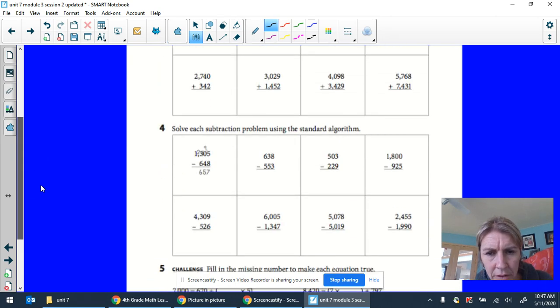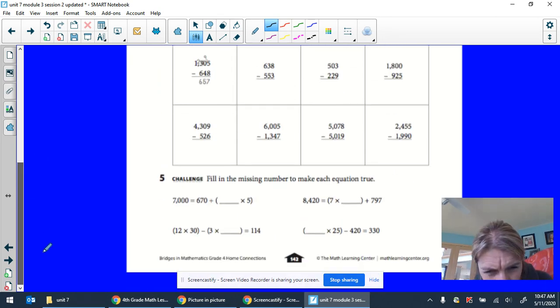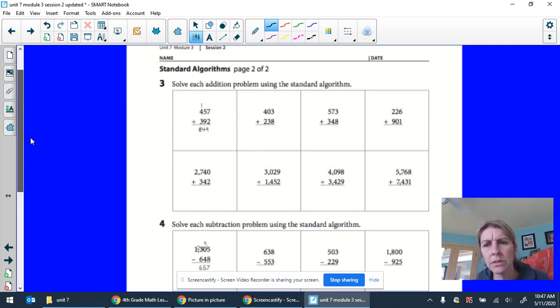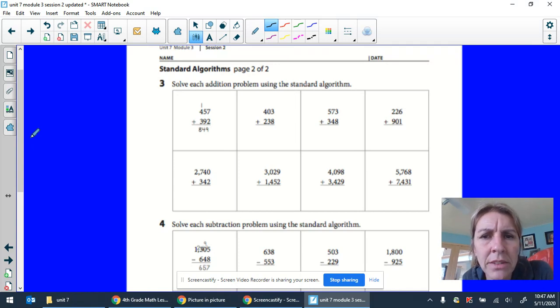Oh, this is just standard algorithm. So it's just taking you through. Oh, this is home connections. So we've learned this, just to do a quick review. Remember, standard algorithm is steps.